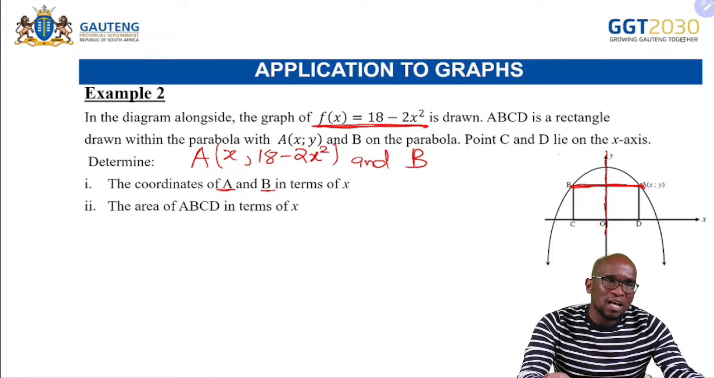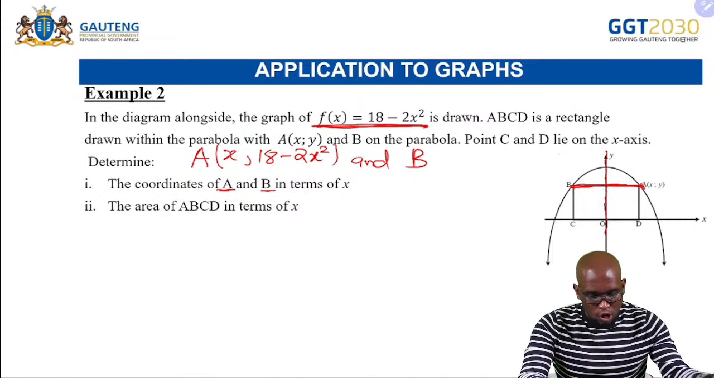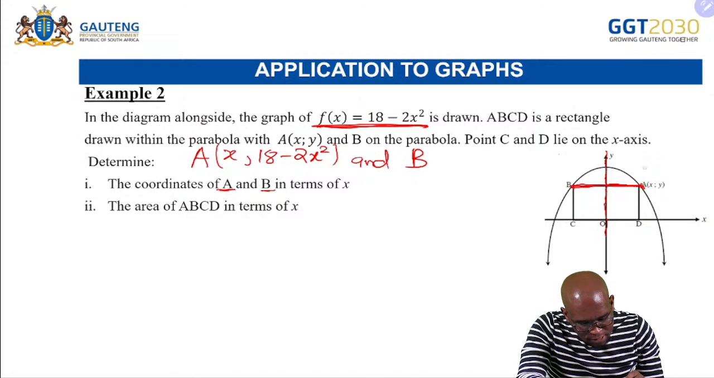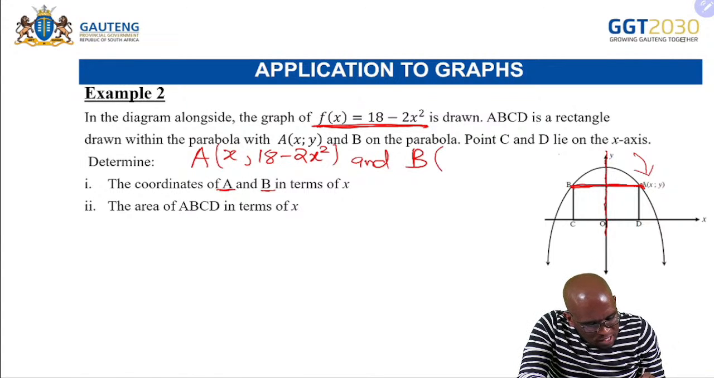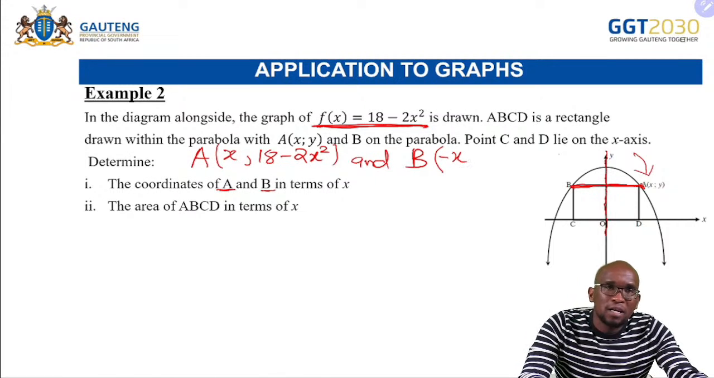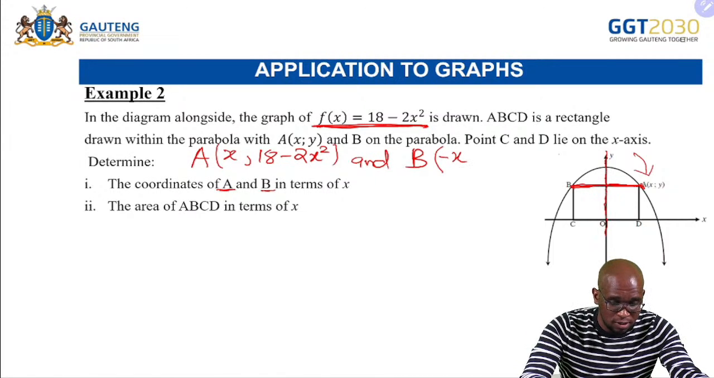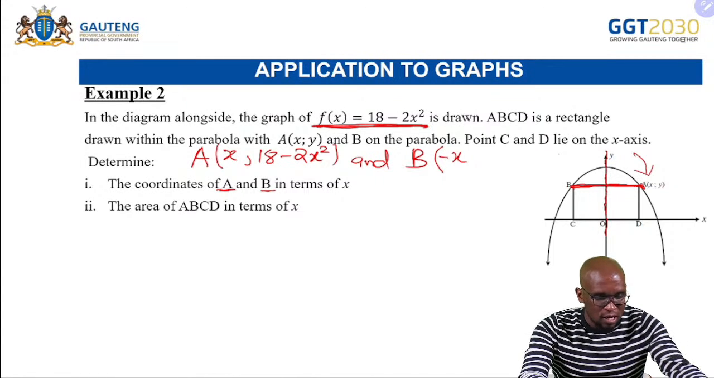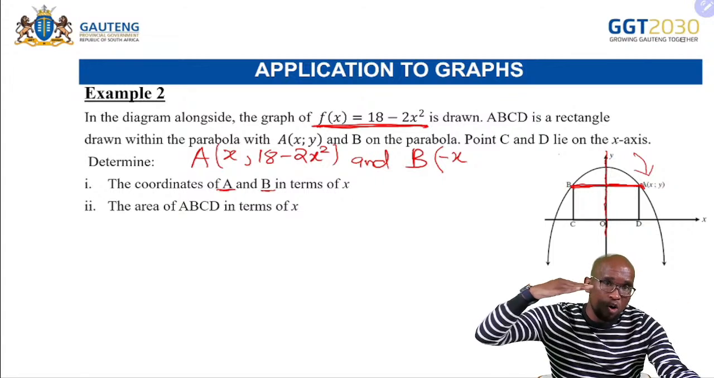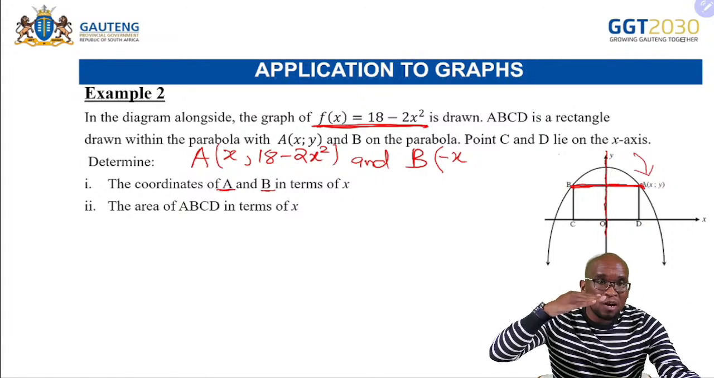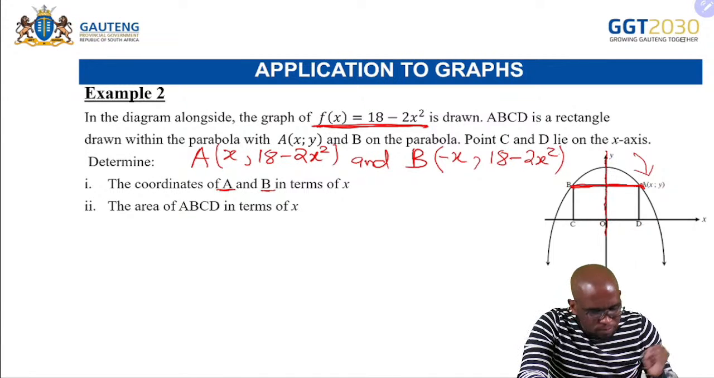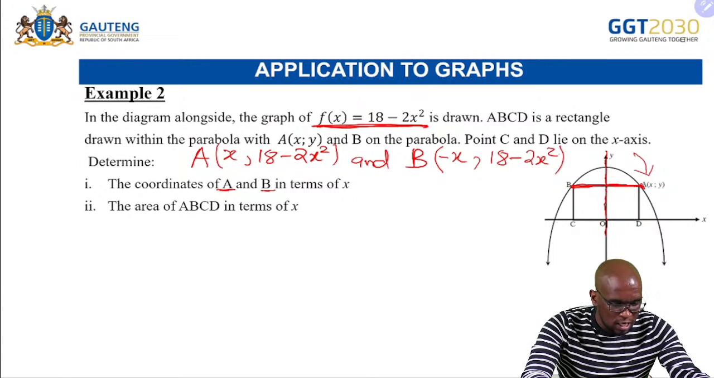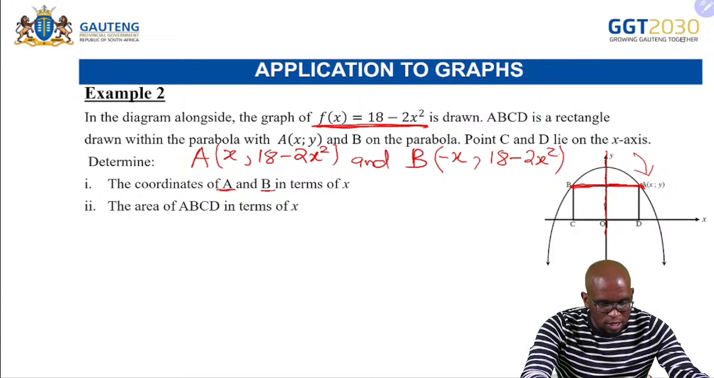So the points on the left are symmetrical to the points on the right in this case. If the abscissa of point A is x, then the abscissa of point B would be given by negative x. We are using symmetry in this case. X is changing along this horizontal line, but y remains the same. So if y remains the same, then we know that y was given by 18 minus 2x squared. Those are the coordinates of A and B.